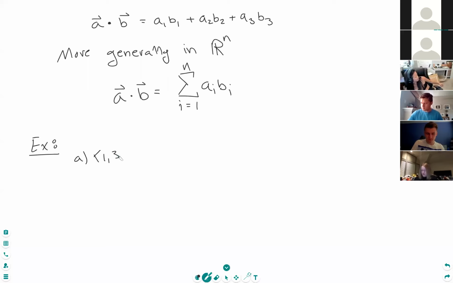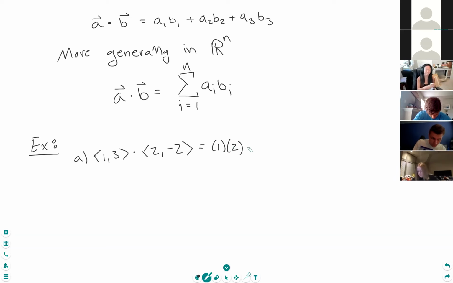Let's do 1, 3, so a vector in R2, and then we're dotting it with 2, -2. Well, this will end up being 1 multiplied by 2, the multiplication of the first entries in these vectors, plus 3 times -2, the multiplication of the second entries in these vectors. And this will give us -4.